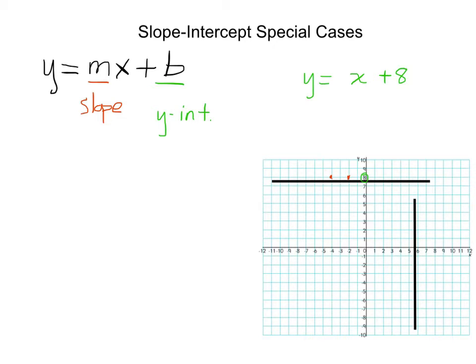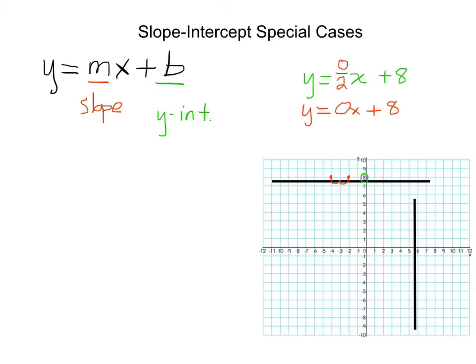Now when you look at these points, it should be very obvious that there is no rise. The rise is 0. You don't move up and down at all. So our slope is going to be 0 over, and then the run, in this case, is 2. Okay? So we end up with y equals 0 over 2x plus 8. However, if you were to actually divide that, what is 0 divided by 2? If you do that, you're going to end up with y equals 0x plus 8.